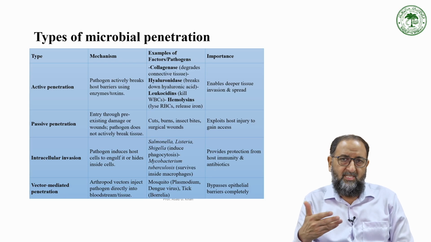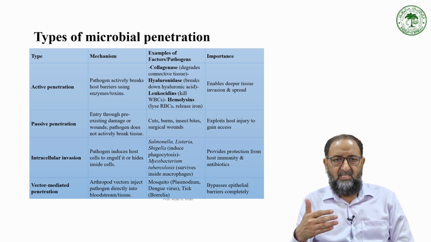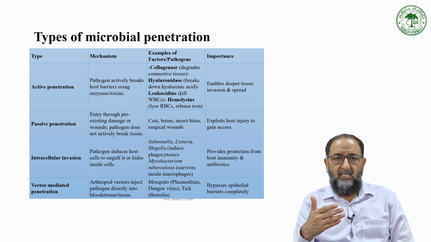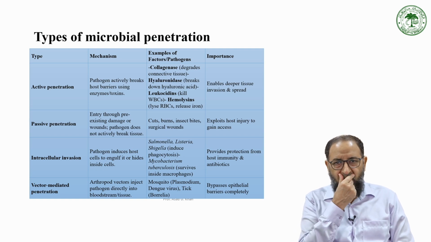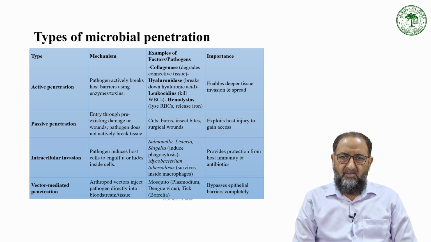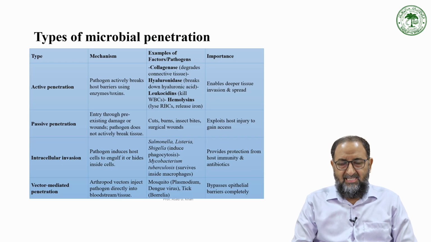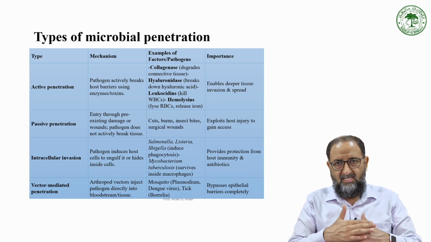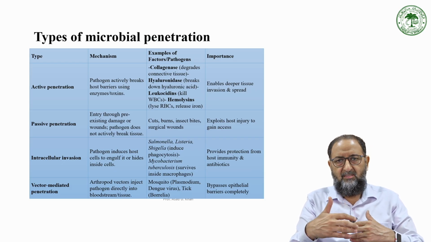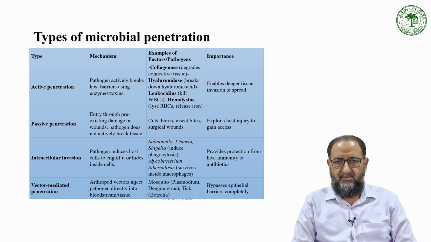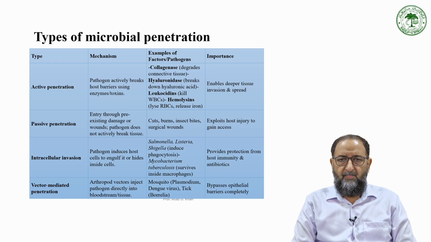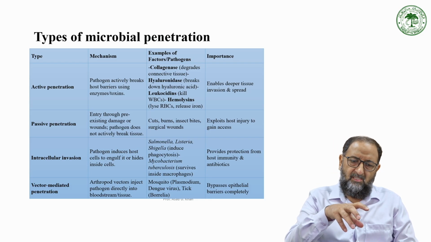They are produced by the bacteria itself, and such bacteria are called virulent bacteria. These enzymes and toxins are called virulence factors. For example, collagenase degrades the connective tissue between the cells, and they can easily penetrate for intercellular infection. Then hyaluronidase is an enzyme produced by the bacteria. It breaks down hyaluronic acid, which is a cementing material across the cells.